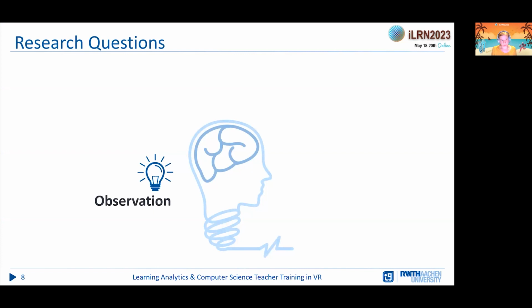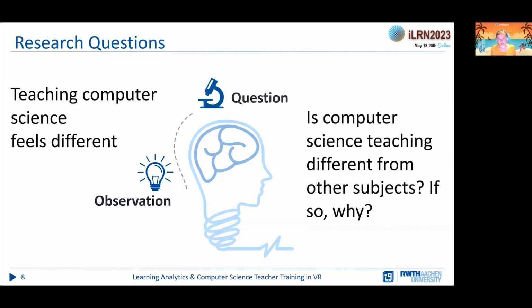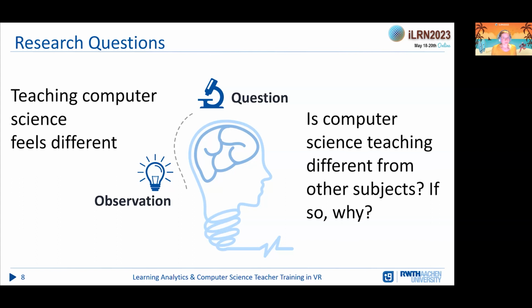So we started with observations. One observation is that a lot of our teacher students tell us teaching computer science feels different to other subjects. It's different because, for example, they have the feeling the students are hidden by the monitors and you are not able to directly look at them. And with that, we came up with the question, is teaching computer science different from other subjects? And if yes, why? And if yes, should we integrate a computer room in the VR classroom?